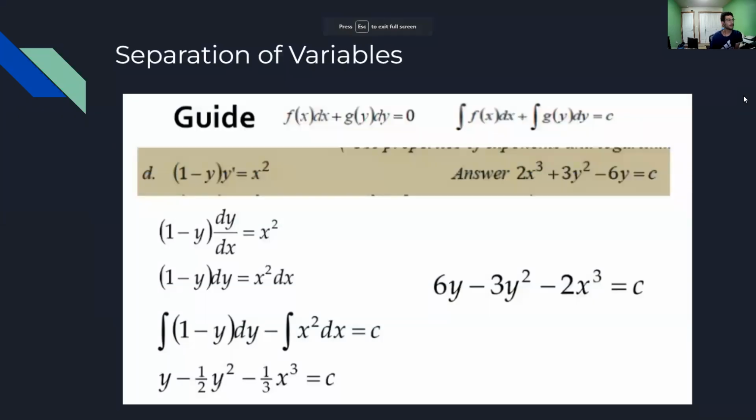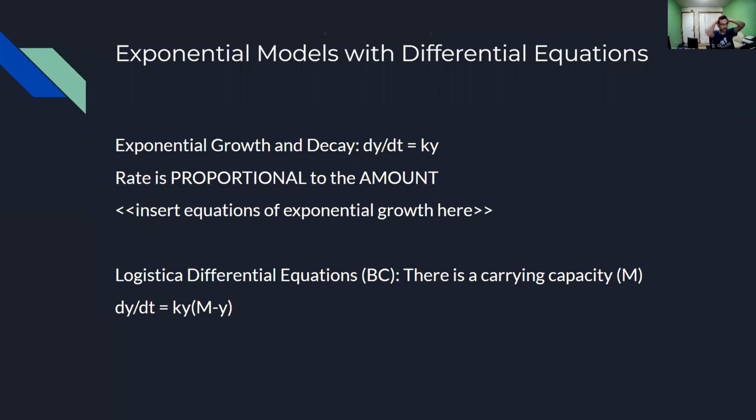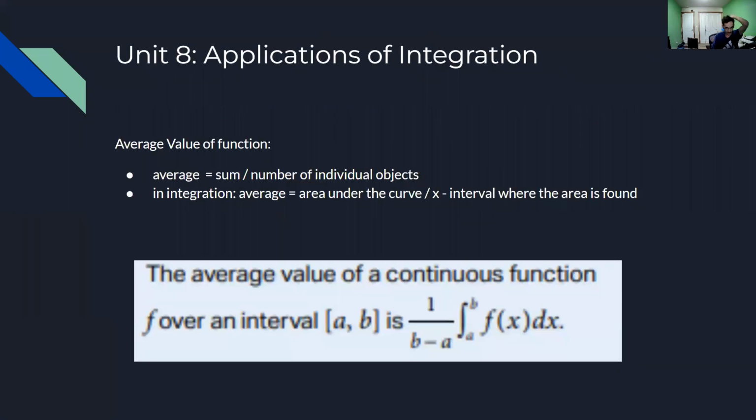Okay, so then this is just logistics. It's basically the same idea, except now there's a carrying capacity, so there's a min and a max. And I think the most important thing for logistics is the halfway point. That's where it goes the fastest. I don't want to go too much into there.